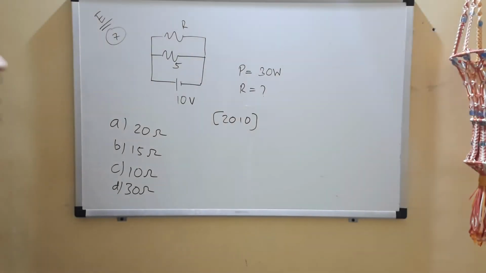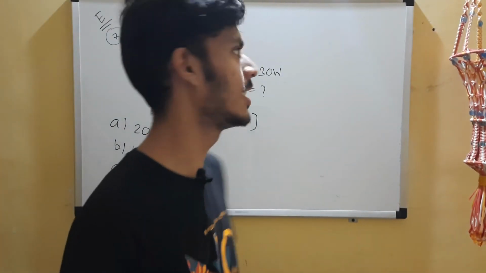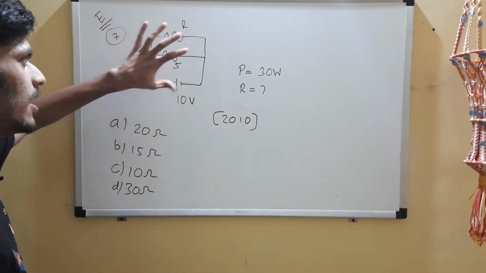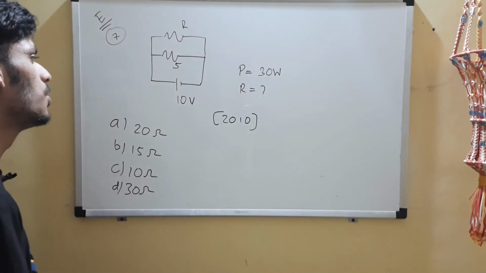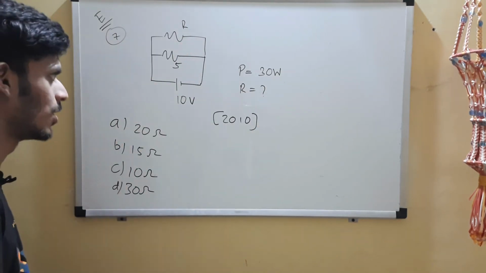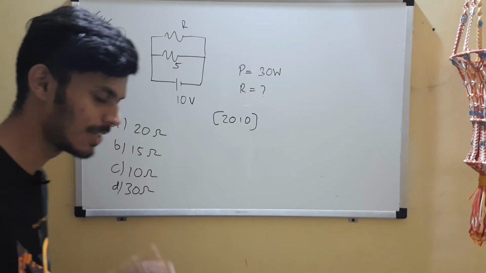So question 7 over here from 2010. In this question, it is given that power dissipated in this circuit is 30 watt. You are supposed to find the value of this unknown resistance. A very simple question.